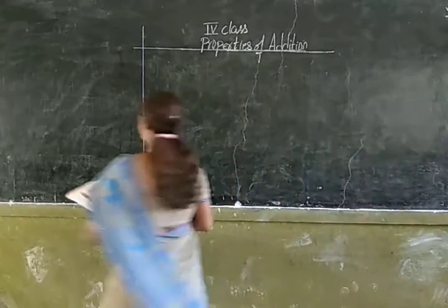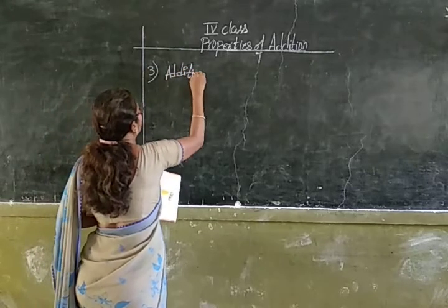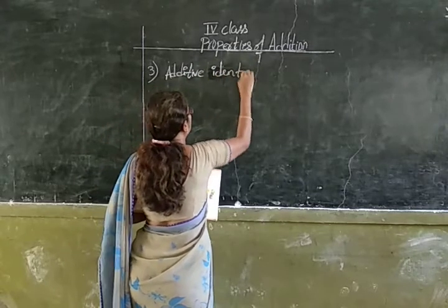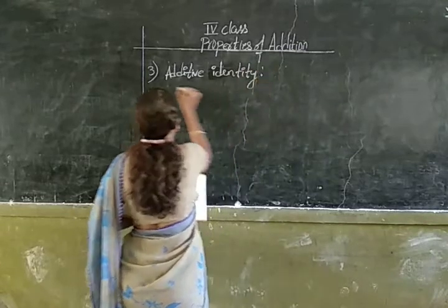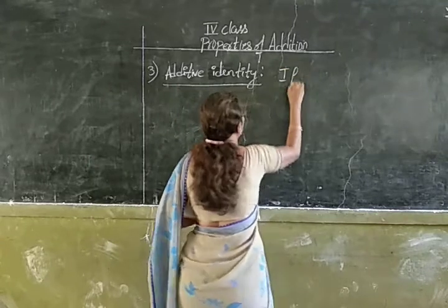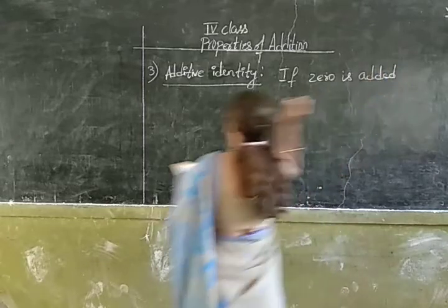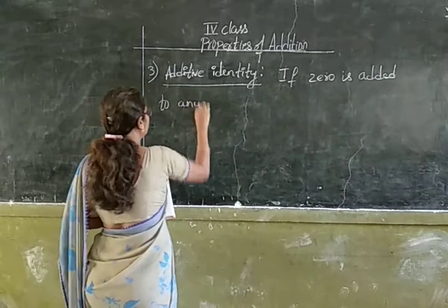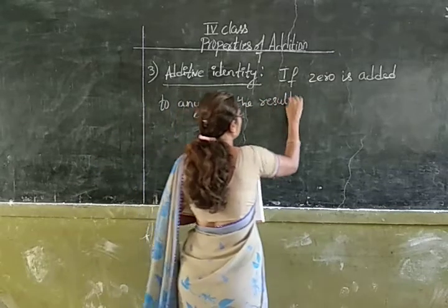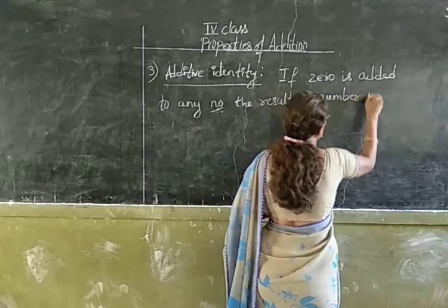The third property is additive identity. If 0 is added to any number, the result is the number itself.